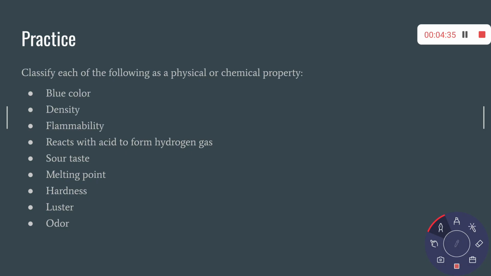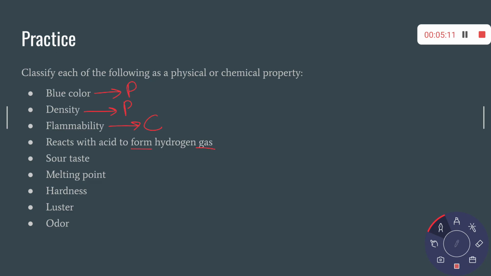So observing that something is a blue color, that's going to be a physical property. Density, we can observe without changing what we have. That's also a physical property. Flammability. Now, combustion, setting things on fire, is typically a chemical reaction, which means the ability of something to combust, the ability of something to burn, is going to be a chemical property.